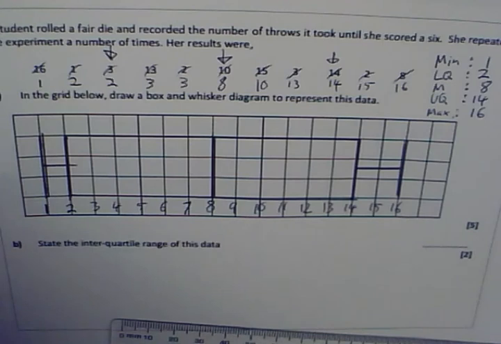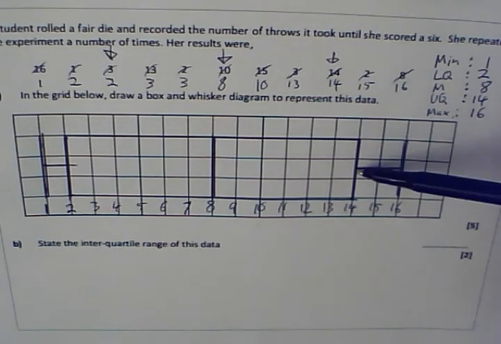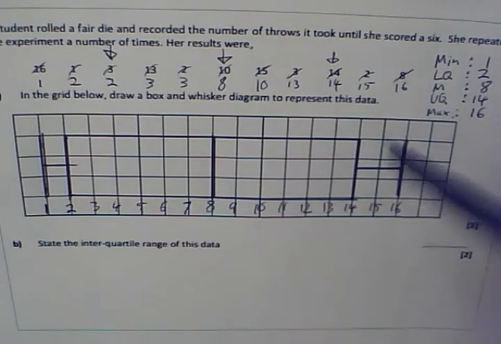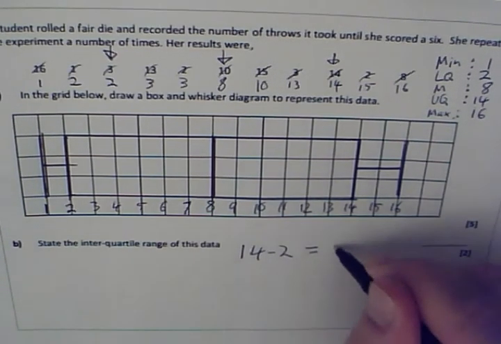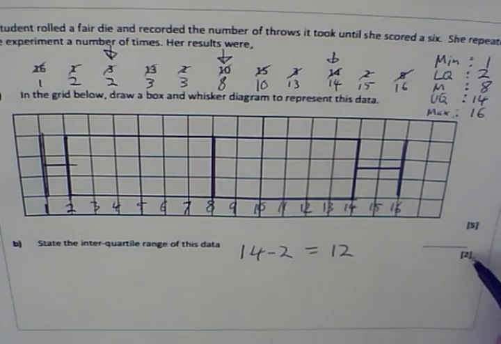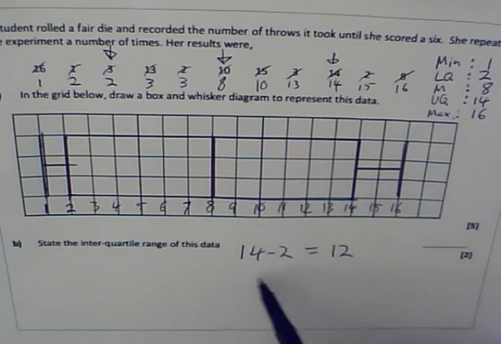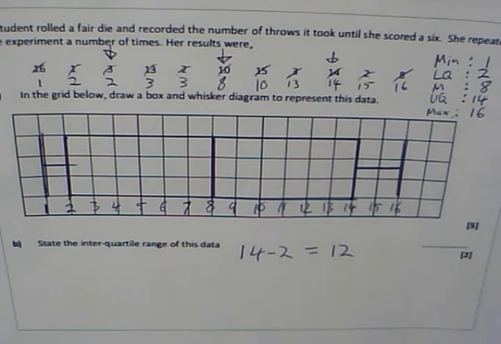Okay. State the interquartile range of this data. Well, upper quartile take away lower quartile, it's this range here that we're after. So in this case it's 14 take away 2 equals 12. Many of you did get full marks for that, but you didn't get the correct lower and upper quartile. But I gave you the marks for working out that the interquartile range is the upper quartile take away the lower quartile. So that's a follow-through error mark. If I've written FTE on your paper, that's what it is.